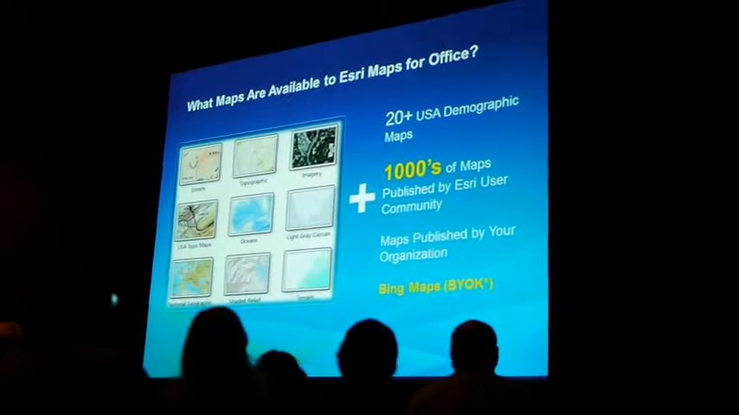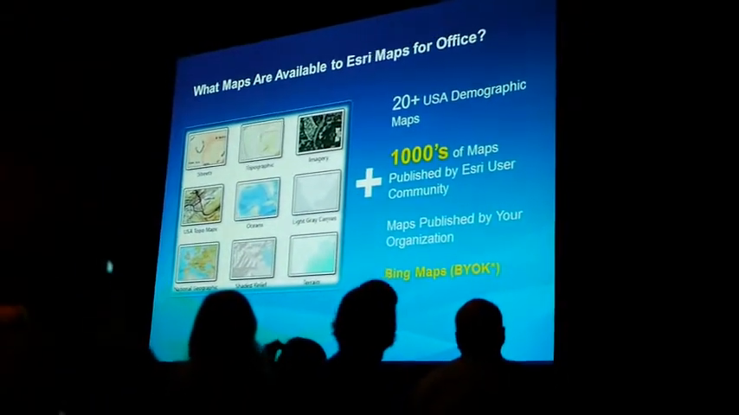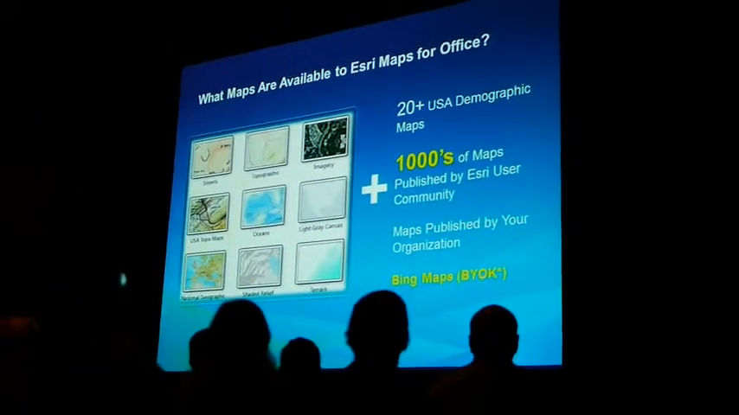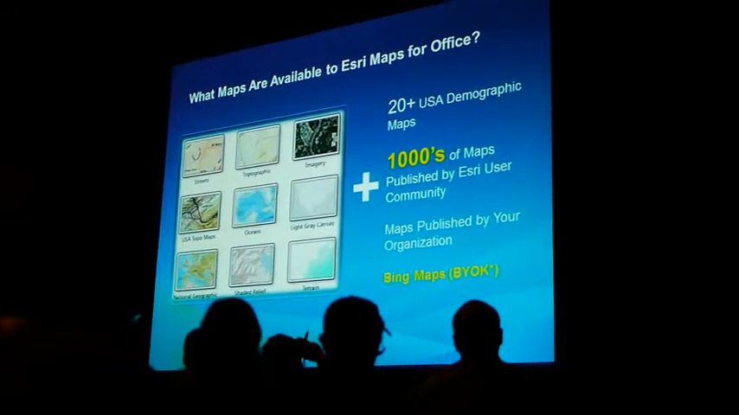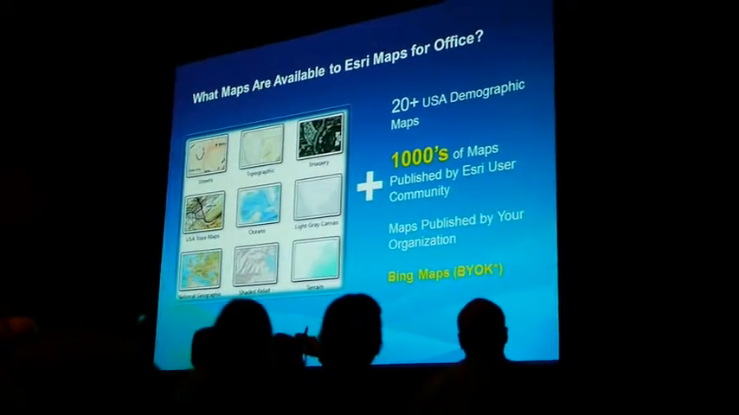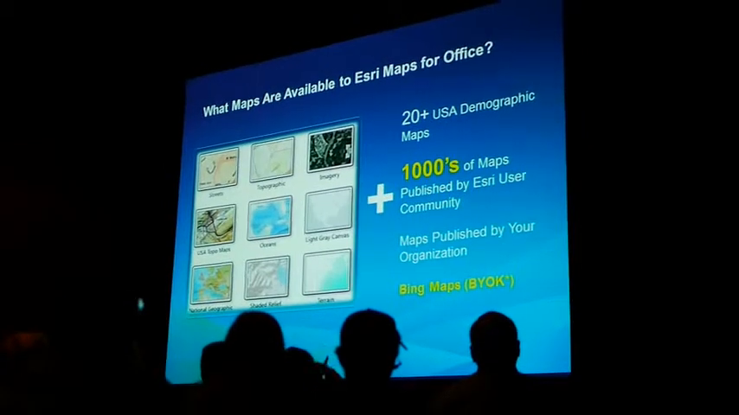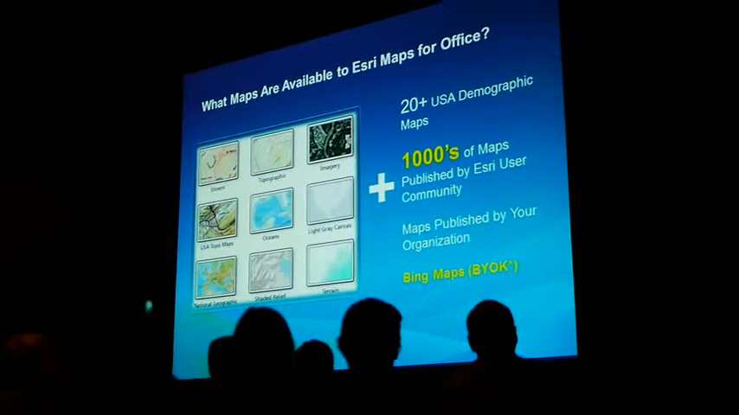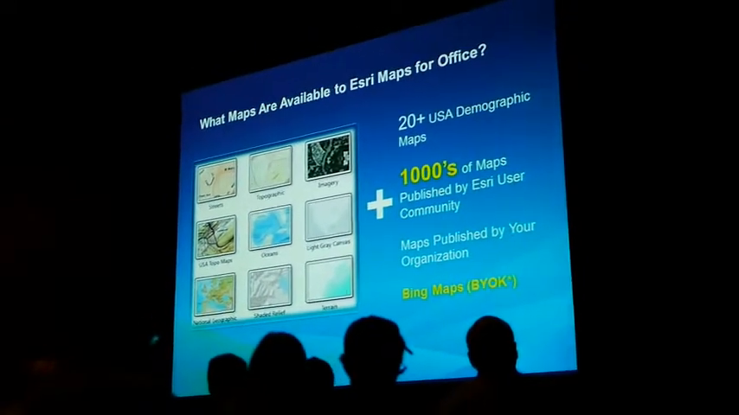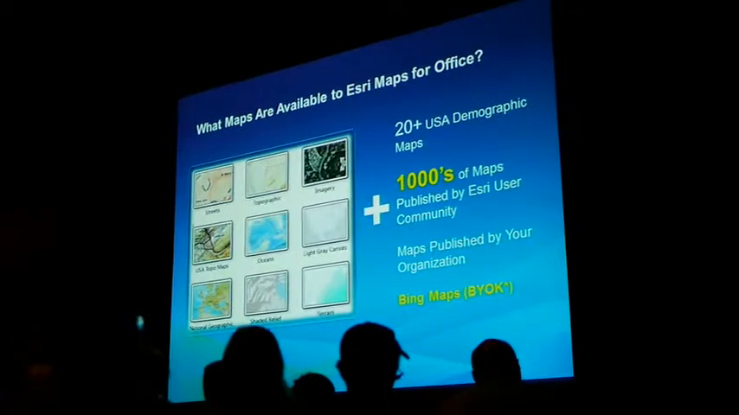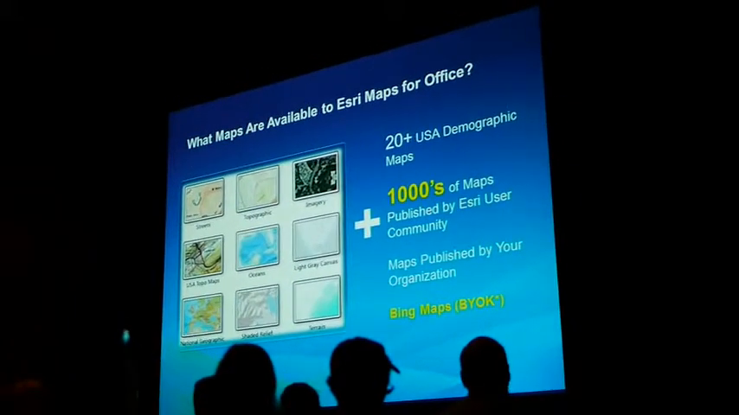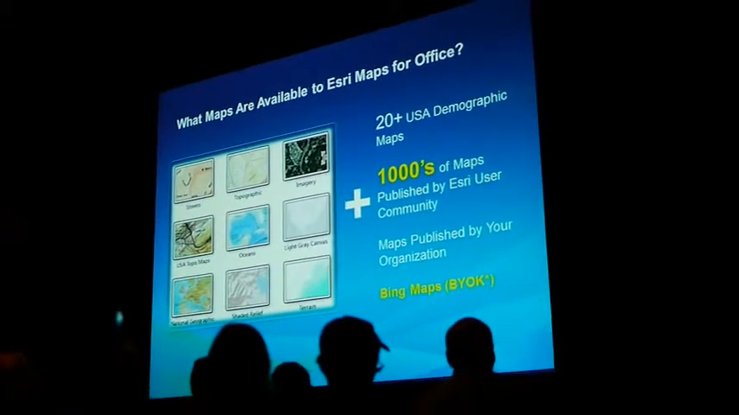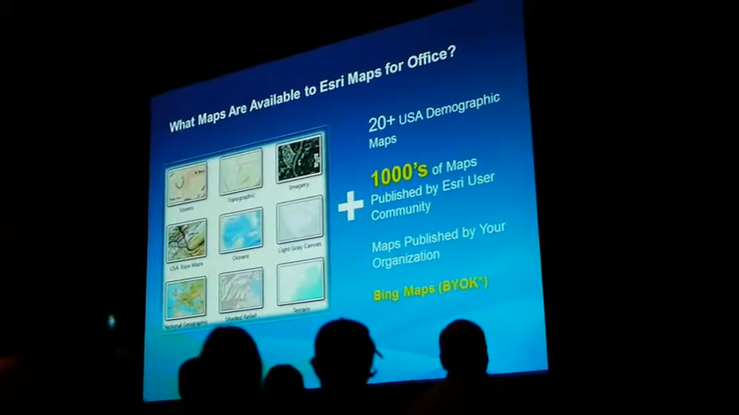All right. So what maps are available to ESRI Maps for Office? We have a set of base maps that are available. You can also pull in map services from ArcGIS Online and from your organization. We have over 20 USA demographic maps that are just available. For example, USA median household income, disposable income, and so on. And we have thousands of maps published by the user community, published by you. And as well, maps published for your organization. And we do have Bing maps, but it's on a BYOK policy. You have to bring your own key.